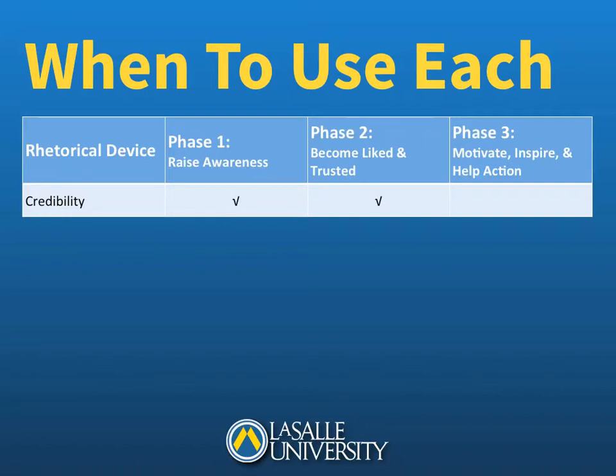The first one is credibility. Credibility is really used well when you want to raise awareness and when you want to become liked and trusted. When you get to something like phase 3, where we're talking about motivating and getting people to take action, you already want to have credibility. And that goes back to what I said about the call to action and making sure you're asking at the right time. If you don't have enough credibility and you're in phase 3 and you're asking people to take action, they are not going to take action. They don't know who you are or why they should trust you, which is what we need to accomplish in phase 1 and phase 2. So credibility, you want to use that device in phase 1 and phase 2.